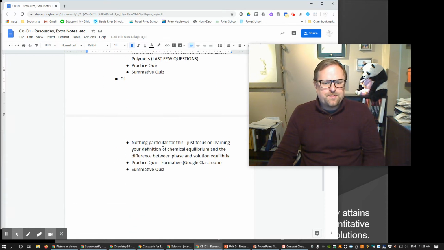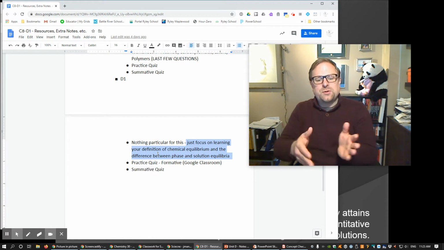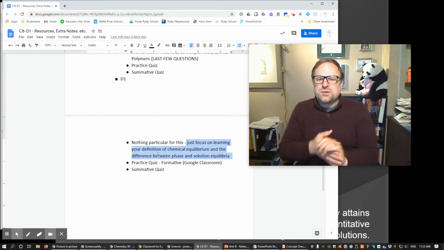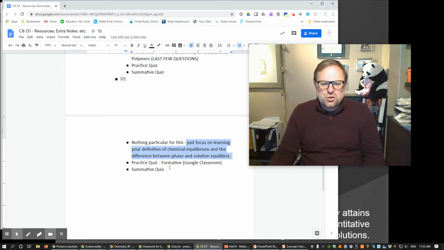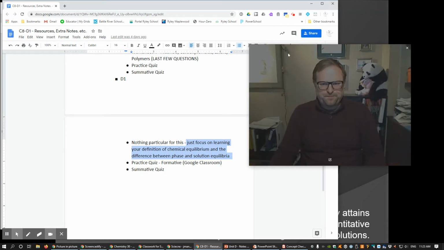There's nothing in particular that I'm going to have you do as far as practice work goes, but I'd like you to make sure you're focusing on learning your definition of what a chemical equilibrium is, and then know the differences between chemical, solution, and phase equilibrium or state equilibrium. I'll have a short formative quiz for you to do up on the Google Classroom, wait for feedback, and then jump into the summative quiz.